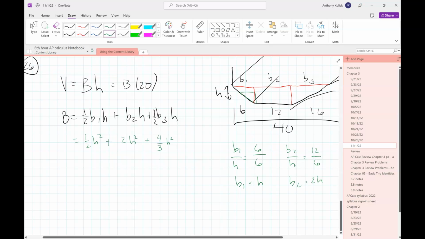And when I add that stuff all together, what do I have here? That's 3/6 plus 12/6 plus 8/6. So that should be 23/6 H squared.